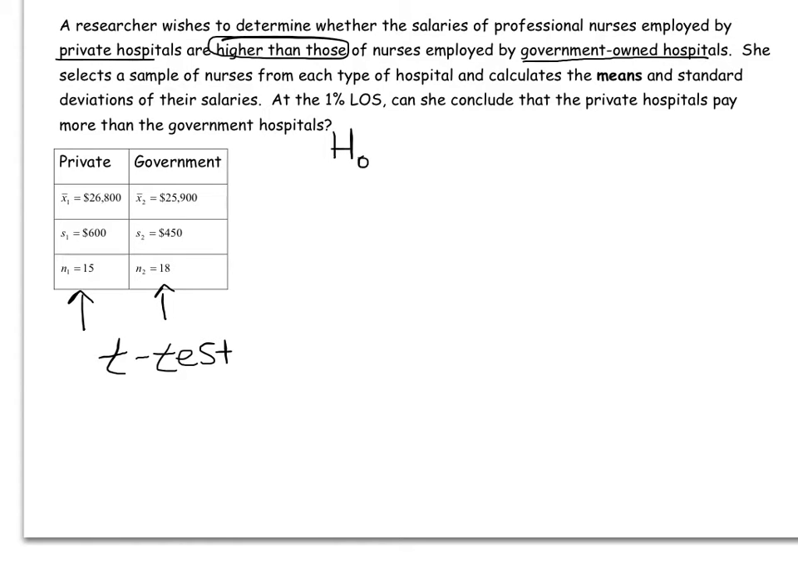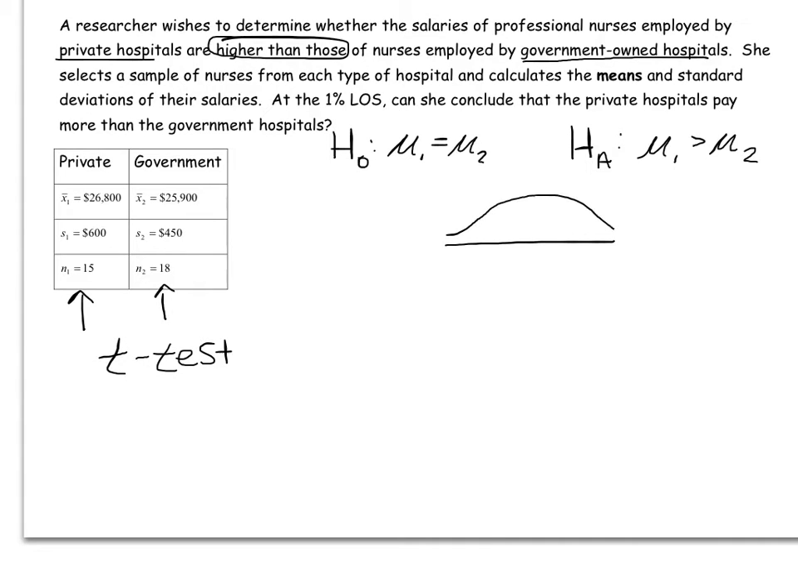We set up our hypotheses. Well, the first one, we're going to assume that there is no difference between the two, that the nurses make essentially the same amount of money. In the second one, we're looking to determine, do the private nurses make more? Do they earn a higher wage? That would be a greater than. So mu1 is greater than mu2, which means this is going to be a one-sided test.